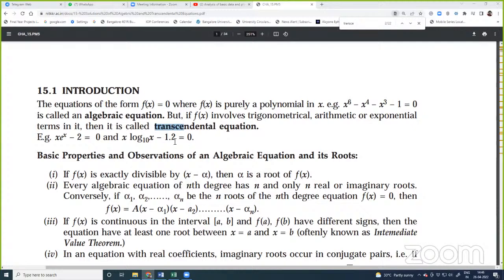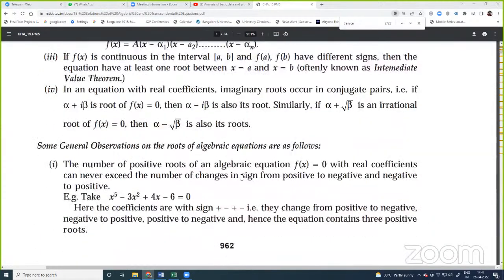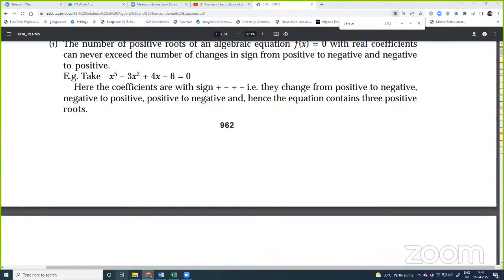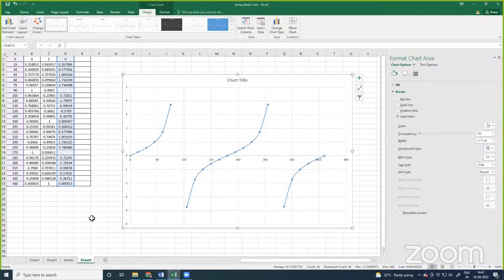If it involves trigonometric functions like sine, cos, tan, or hyperbolic functions, or their inverses, or logarithmic operations, or an exponential form like e to the power of x, x to the power of x, we call them transcendental. For example, x times e to the power of x, or x log x, are some of the examples. You can choose any coefficients to plot. That may be a good idea.